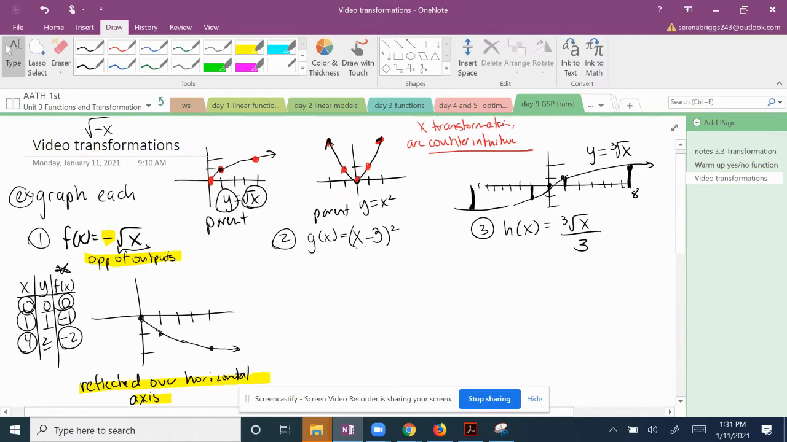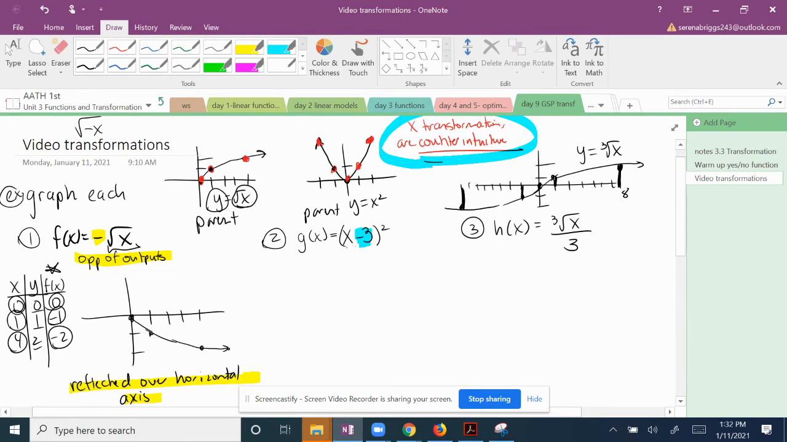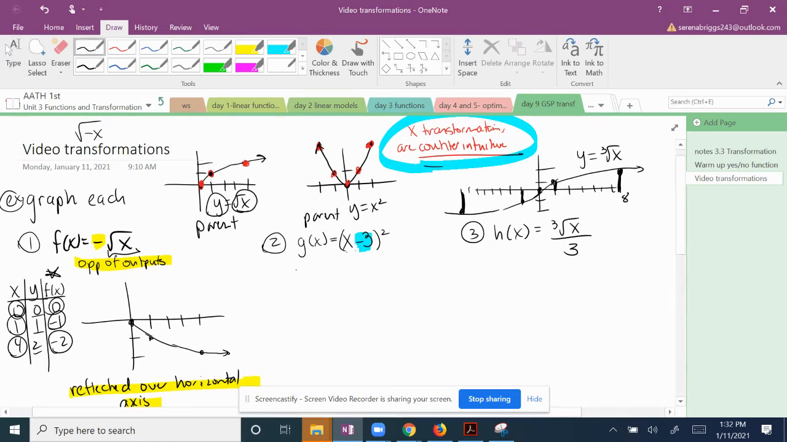To start with, it's a different parent function. Then it's subtract 3, and the subtract 3 is on the input. It says take 3 away from the input, but remember that x transformations are counterintuitive. So if we're changing the input, the x value, what we really mean here is we're going to need to add 3 to the inputs to get the same output. And the parent graph looks like this.